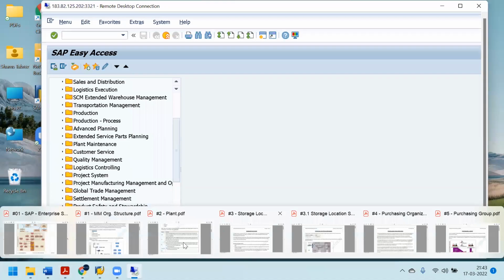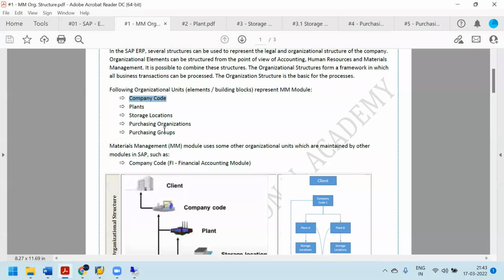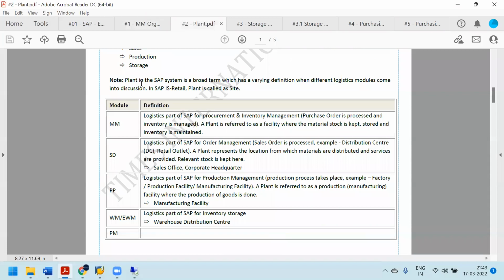So here, we were discussing the definition of plant, right? Plant in the SAP system is a broad term which has a varying definition when different logistics modules come into discussion. Now we are considering 4 logistics modules: one is MM, second is SD, third is PP, and fourth is EWM. So from the MM point of view, plant is a logistics part of SAP for procurement and inventory management.